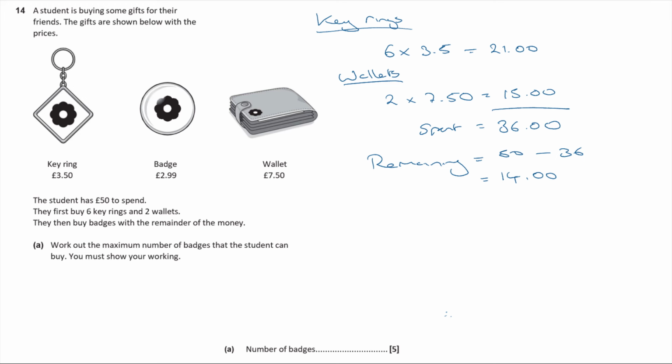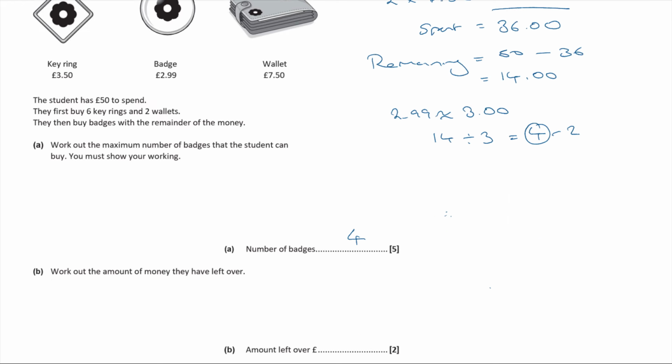So we need to work out how many times £2.99 fits into £14. Okay, and now dividing by 2.99 is pretty hard, but I'm going to say that £2.99 is pretty much the same thing as £3. And so if I divide 14 by 3, I can see that that goes in 4 times remainder 2, doesn't it? Okay, so that means we can afford 4 badges. So how many badges can we afford? We can afford 4 badges. So what is 4 lots of £3.9?